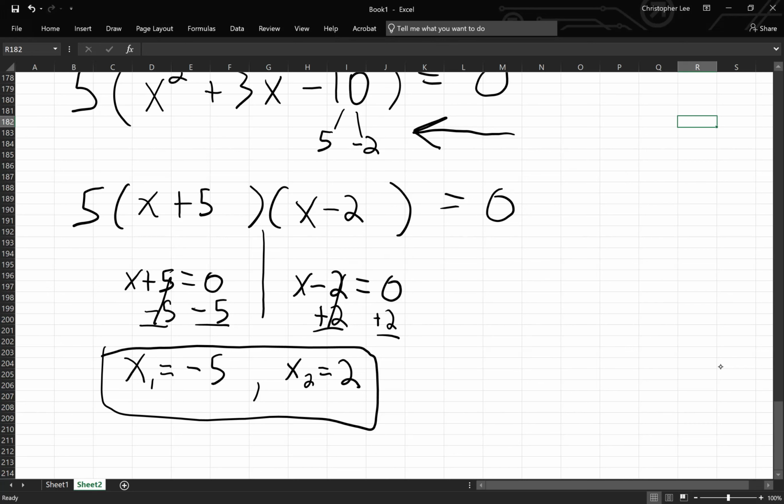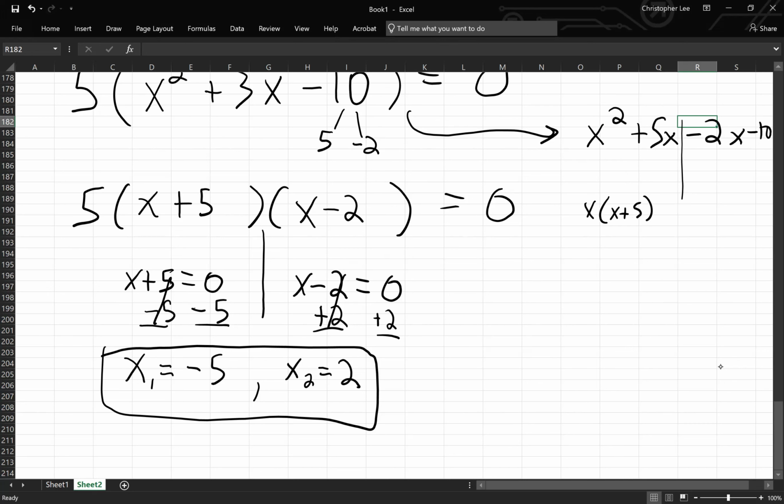Because look, if we were doing grouping, right? I'm gonna come over here. So it would be what? X squared plus 5x minus 2x minus 10, right? And when you group it, greatest common factor, x plus 5. And over here would be -2, x plus 5. And you factor that out, greatest common factor, this would be x plus 5, x minus 2.